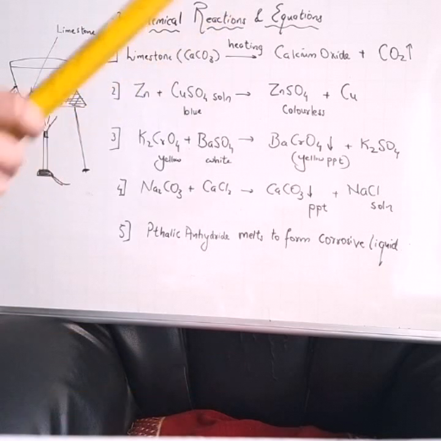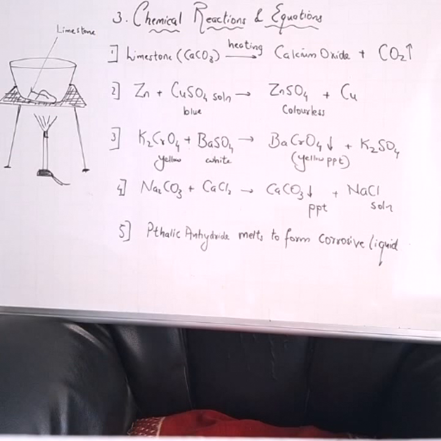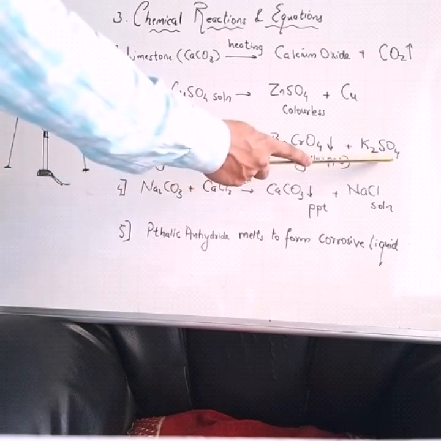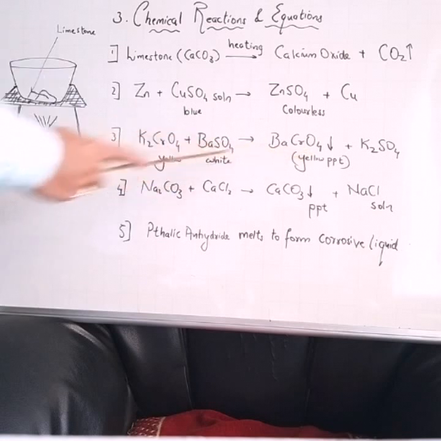What is the meaning of precipitate? A precipitate is an insoluble substance. Getting it? Something which is not soluble in water is called a precipitate. We get a yellow precipitate and potassium sulfate solution. So this is a change which we observe.